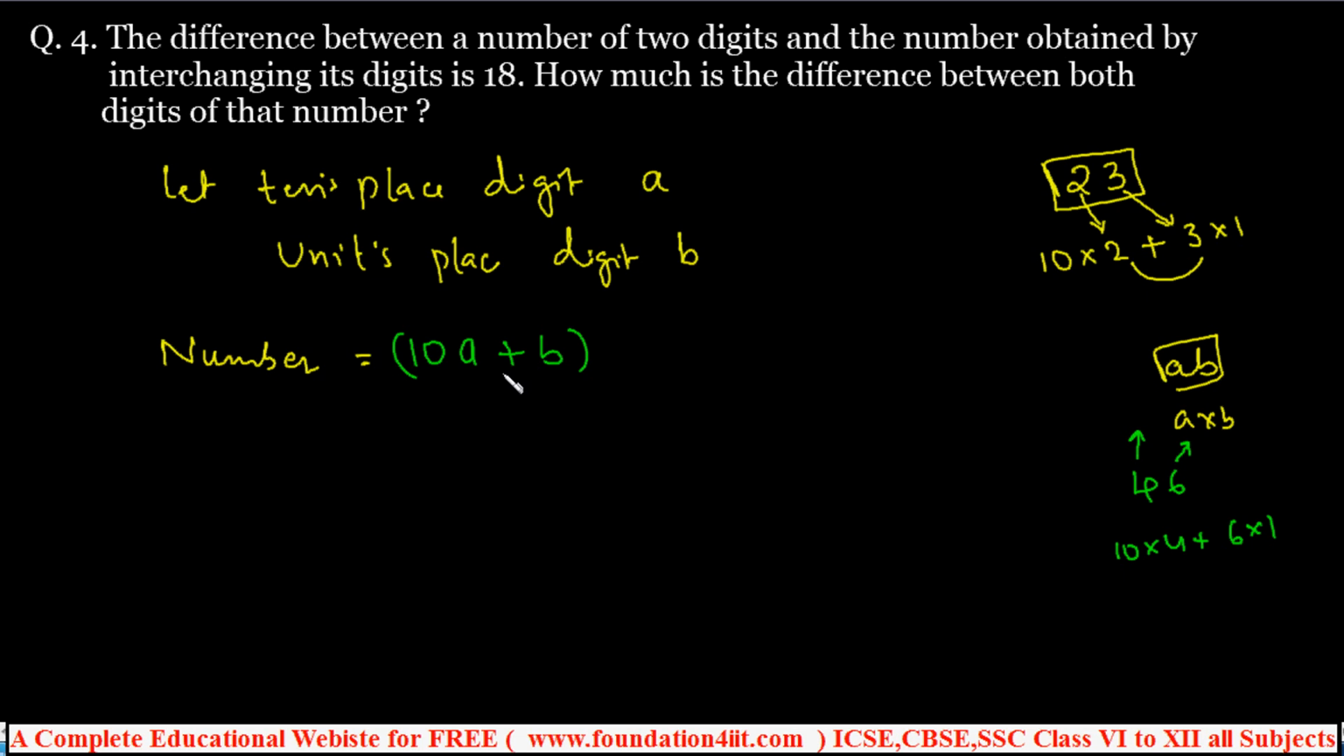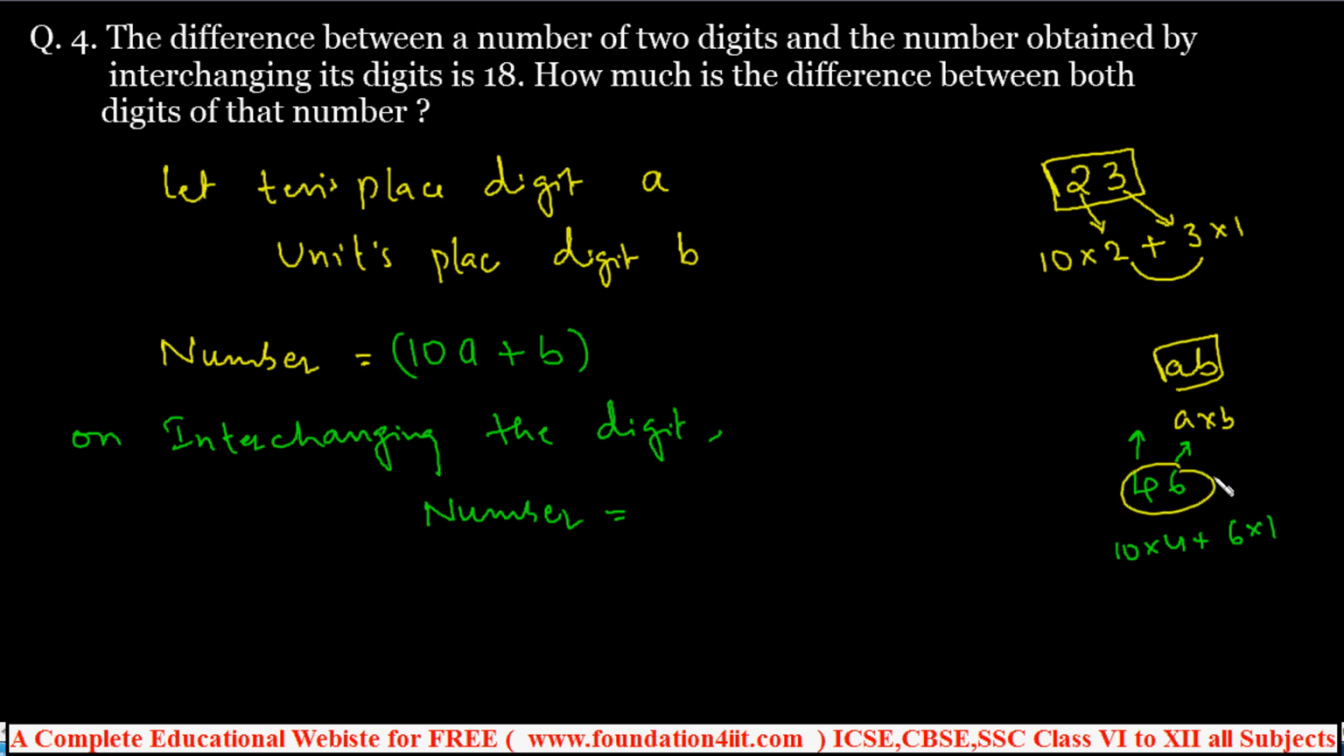And the reverse number on interchanging the digits, how will it become? Only the digits are interchanged. In this case, if you observe, 46 reversed is 64. That means in place of these we write 6 and 4: 10 into 6 plus 4. So 10A plus B is this number, and if you interchange the digits, 10B plus A. This is the interchanged number.